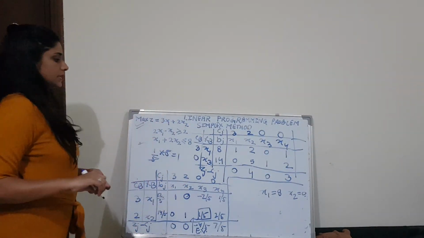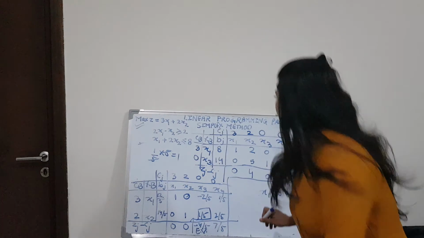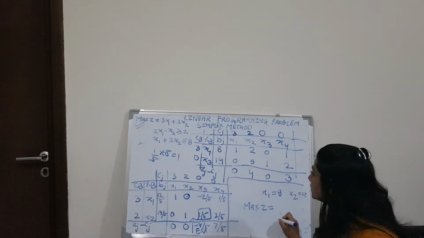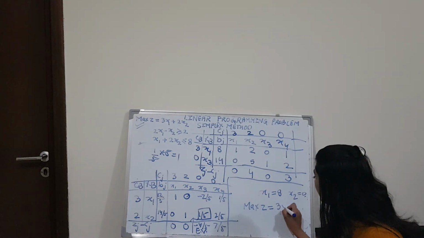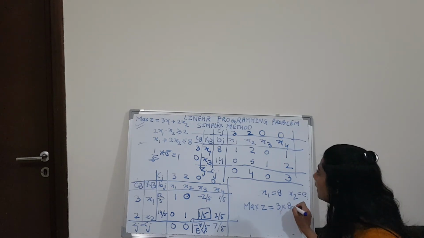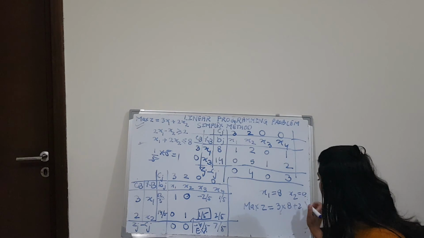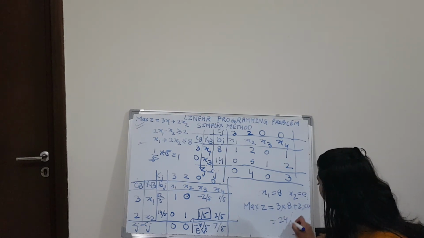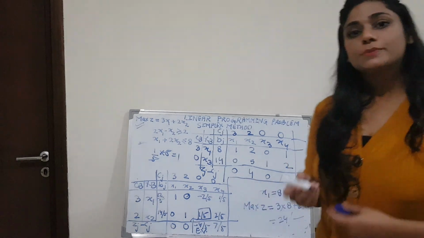Maximize z. Maximize z is equal to 3, x1 value is 8, plus 2, and x2 is 0. So we are getting 24. This is our maximum profit.